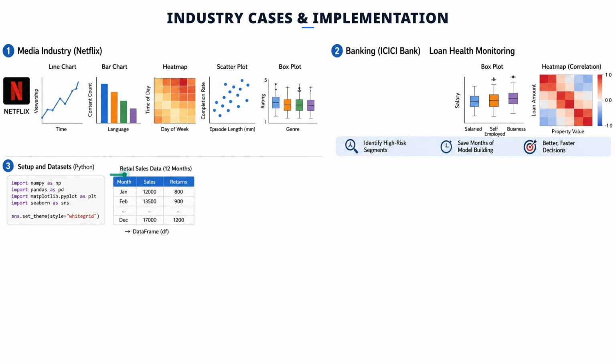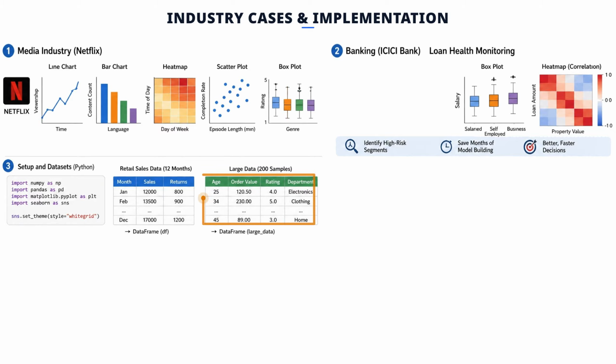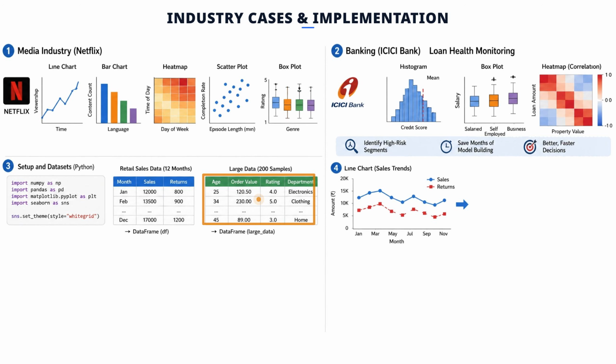The first represents 12 months of sales and returns for a retail company. The second generates random samples of customer ages, order values, and ratings to provide enough data for complex statistical plots like histograms and scatter plots. Now, let's look at the outputs.